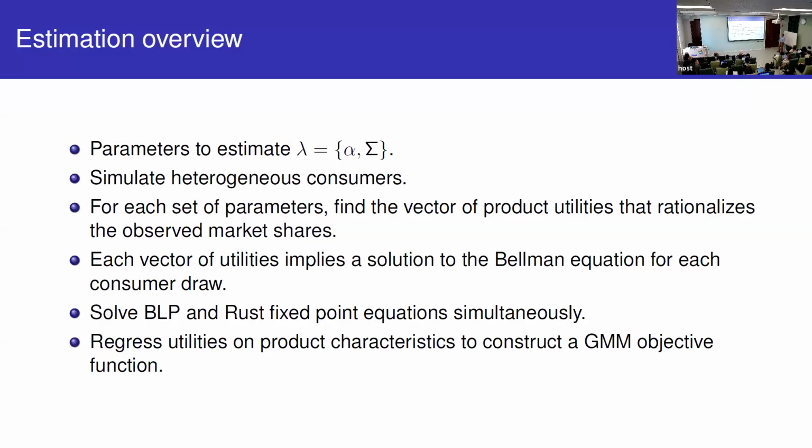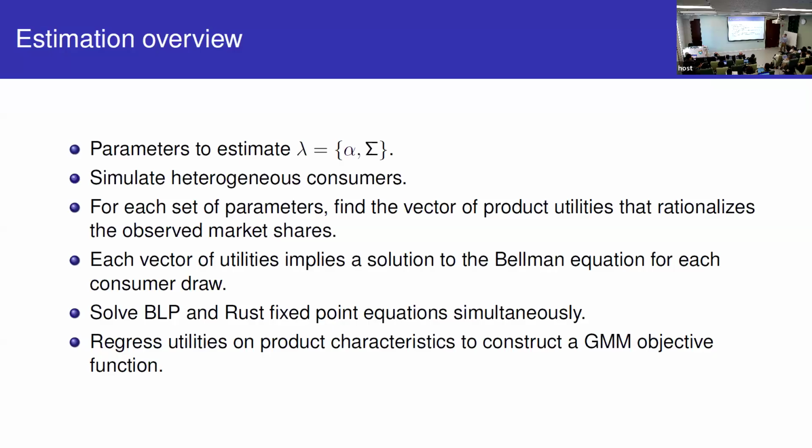For each set of parameters, I need to find the vector of product utilities that rationalizes the observed market shares, same as BLP. And the vector of utilities is going to imply a solution to the Bellman equation for each consumer draw. So you can see I need both of those fixed point algorithms to be solved. I'm going to solve both of them simultaneously. And then I'll be able to back out the mean utilities, regress the utilities on the X's and the P's, just like before, to get an error term and construct a GMM objective function.